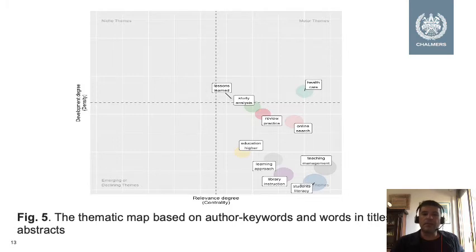After having answered the first research question on publication channels and core documents, and the second one on authors, the last research question to be answered was tackled using thematic mapping, which is a method developed by Cobo and colleagues, a clustering method based on co-occurrence of terms in the titles, in the abstracts, and from the author keywords of the papers. We found here clusters of topics.